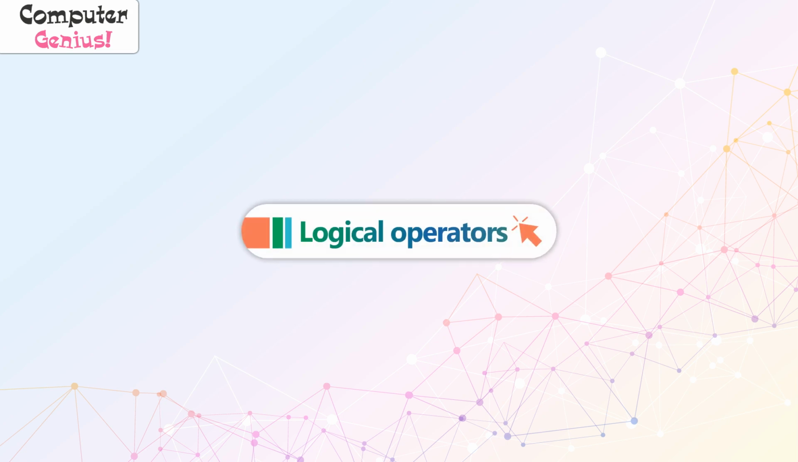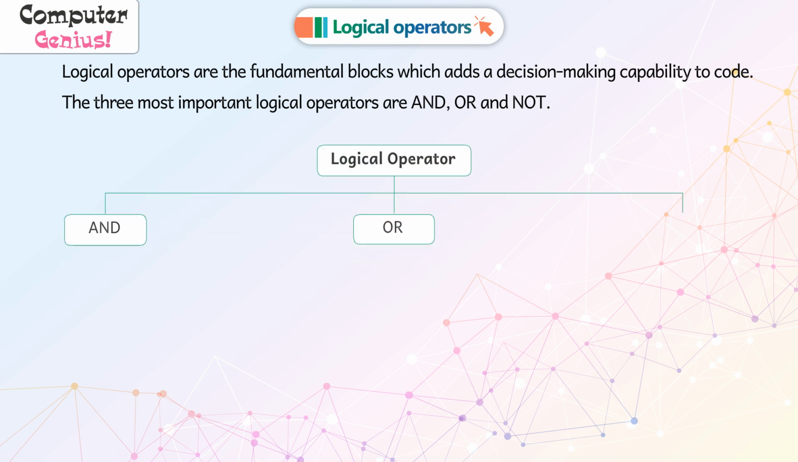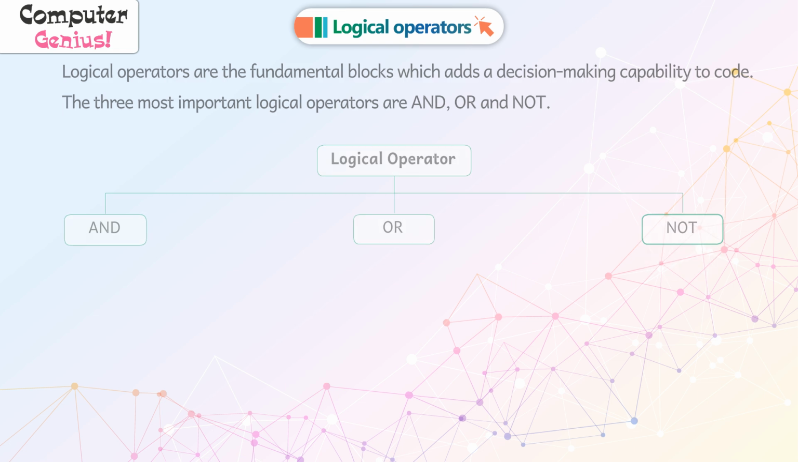Logical operators. Logical operators are the fundamental blocks which add a decision-making capability to code. The three most important logical operators are AND, OR, and NOT.